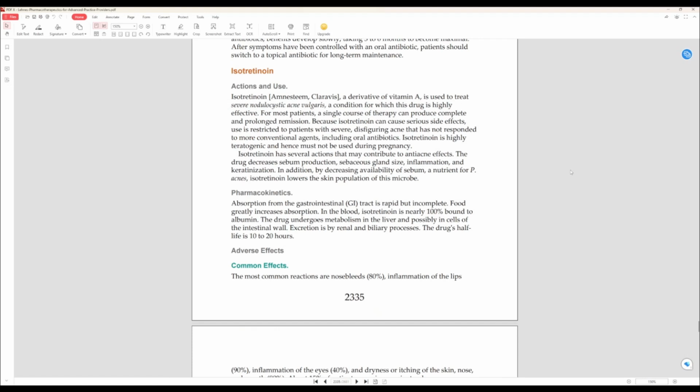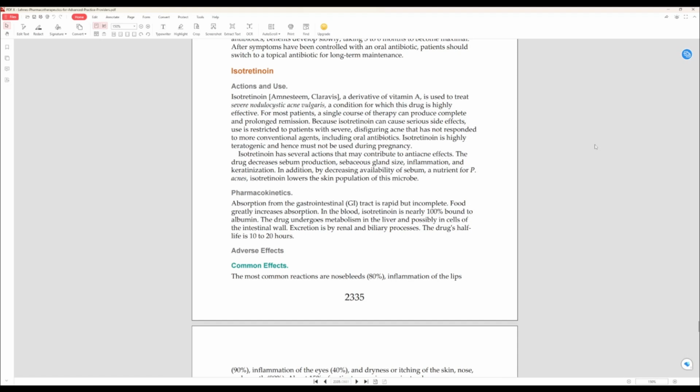Which brings us to isotretinoin, its actions and use. Isotretinoin, also known as Amnesteem or Claravis, is a derivative of vitamin A, which again is used to treat severe nodulocystic acne vulgaris, a condition for which this drug is highly effective. For most patients, a single course of therapy can produce complete and prolonged remission.